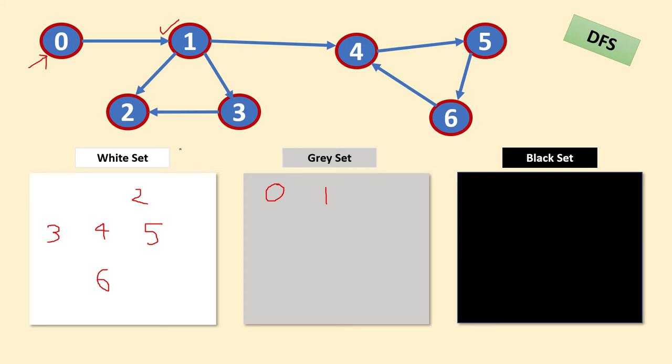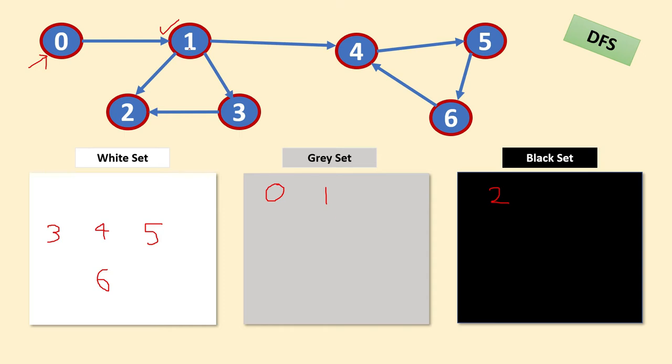Now we have to check what the adjacent nodes are for 1: 2, 3 and 4. So let's first pick 2. We have to move 2 to the gray set and remove it from the white set. Now from 2 where can we go? From 2 there are no adjacent nodes. That means 2 is now processed. So we will now move 2 to the black set. Now we have to come back to 1.